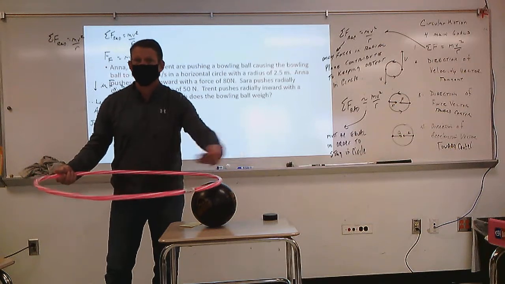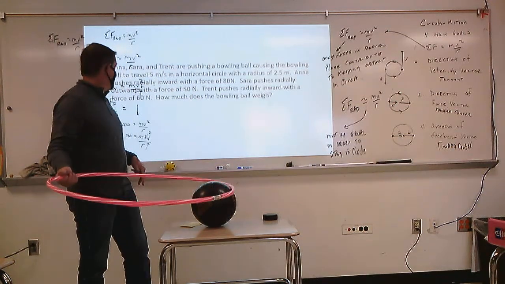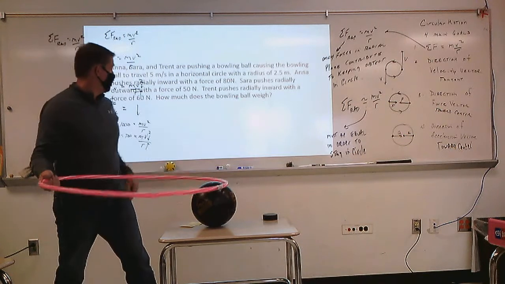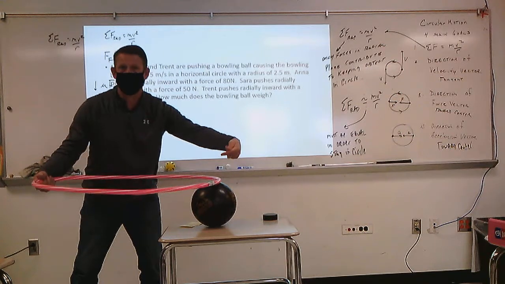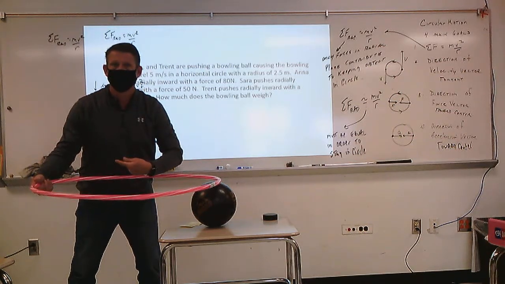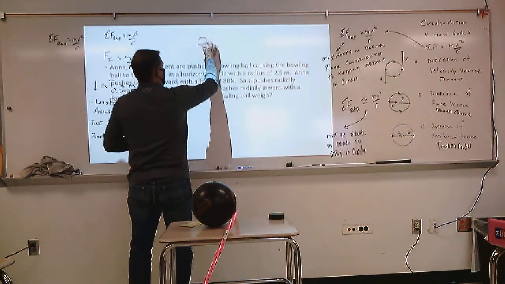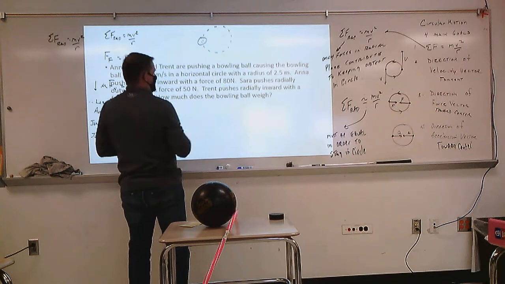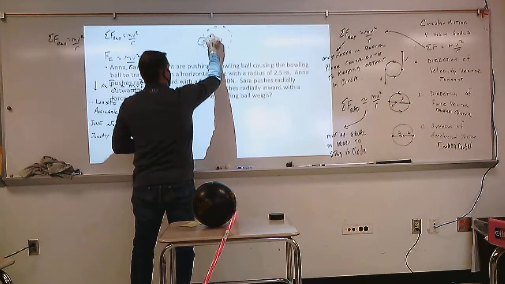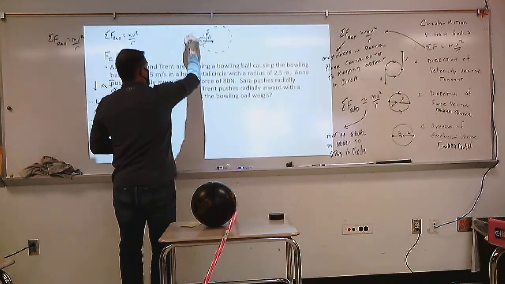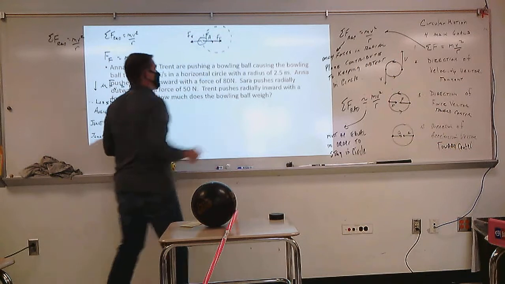But Sarah, Trent, and Anna are pushing in the radial plane. Anna pushes radially inwards, Sarah pushes radially outward, and Trent pushes radially inwards. If I'm drawing a diagram of that, here's the ball, here's the circle. There's F sub A, Anna's force, there's Sarah's force, and Trent pushes radially inwards, F sub T, Trent's force.